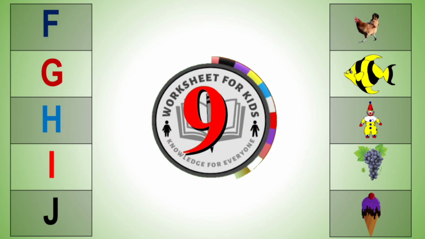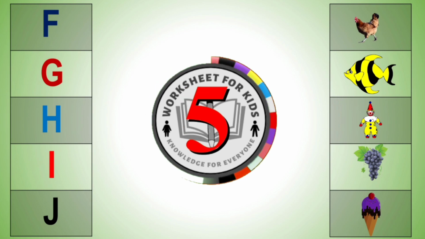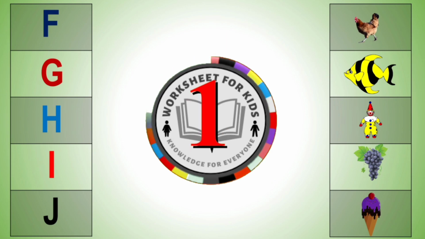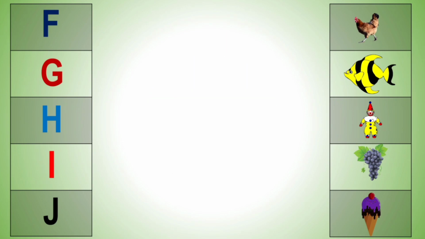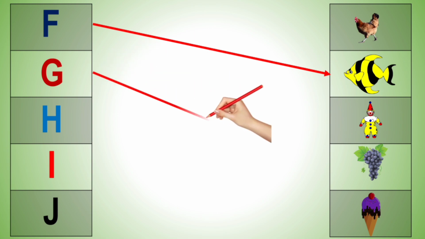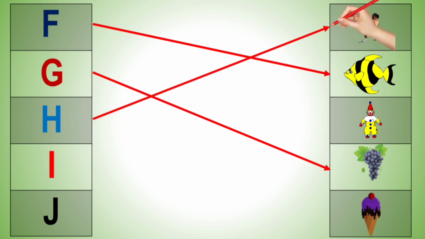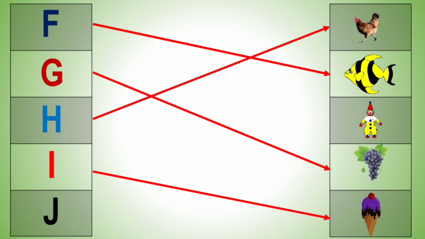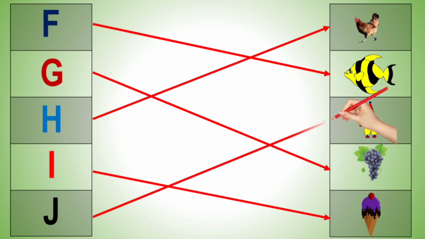10, 9, 8, 7, 6, 5, 4, 3, 2, 1, 0. F for peas. G for grapes. H for hen. I for ice cream. J for joker.